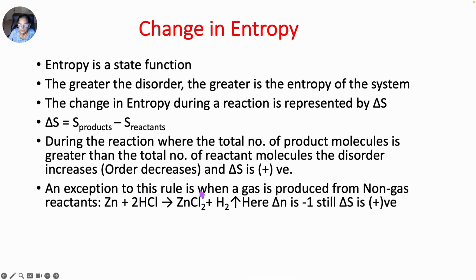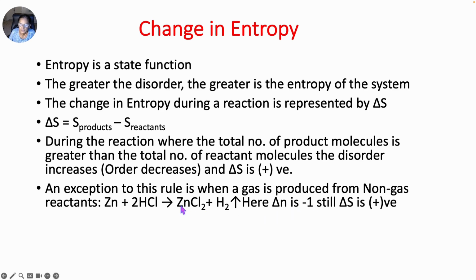An exception to this rule is when a gas is produced from non-gas reactants: zinc solid plus 2HCl liquid giving zinc chloride solid plus hydrogen gas. Here the change in the number of molecules, let's see. On the product side we have 2 molecules, on the reactant side we have 3 molecules. So product minus reactant, the change in number of molecules, is equal to minus 1.